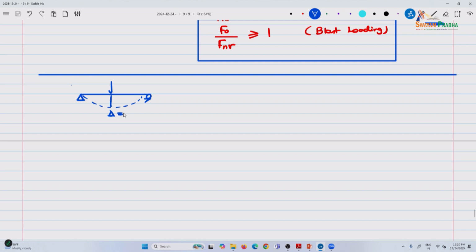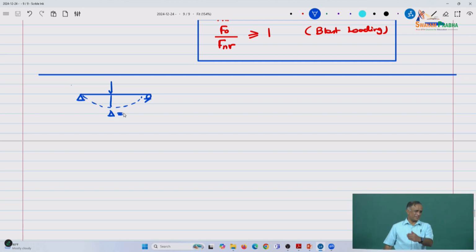Gomati? You want the expression for deflection? Yeah, just give whatever expression you have. W L square by 8, that's moment. 48 EI, right? So there is a direct expression for you to go. So you will say, for example, this is PL cubed by 48 EI, right?